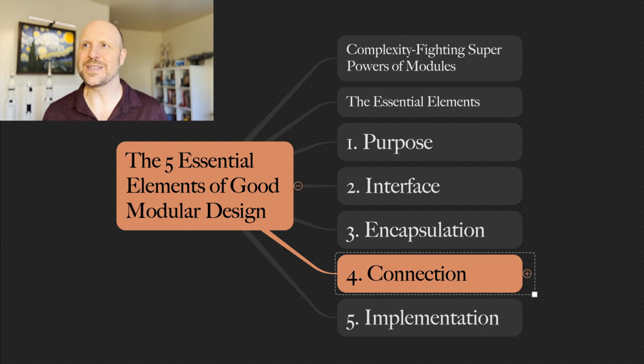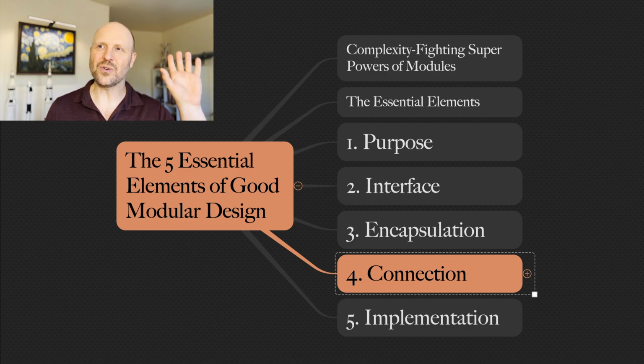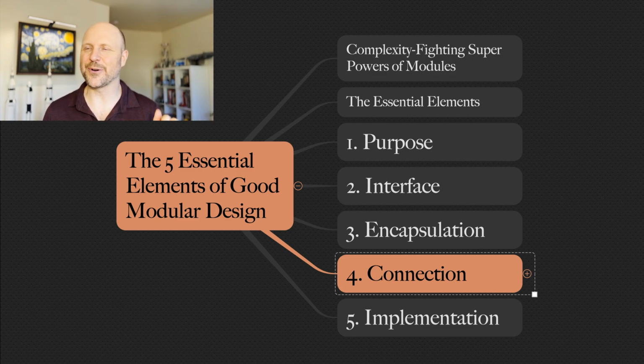PIE, Purpose Interface Encapsulation, or PI, is kind of the nugget of the module. That's kind of the, all right, we're going to build a module. It's got to have an interface. It needs to be encapsulated. It needs to have a purpose. And then connection and implementation seem a little bit removed. And that's because they're starting to move towards the bigger, either the outer picture or the inner picture. It's kind of inner space or outer space. So let's take a look at connection today, and then we'll look at implementation next time. And we will have gone through the 5.